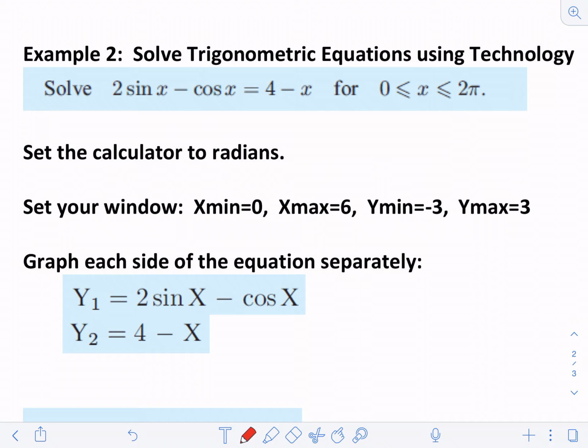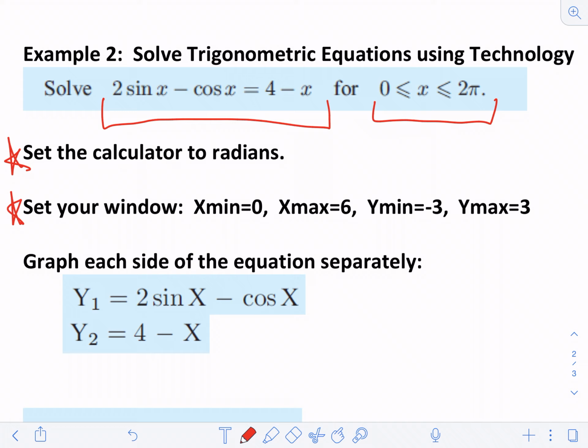So what do we do? We want to solve this equation: 2 sine x minus cosine x equals 4 minus x, and we want to solve that for the interval of x between 0 and 2 pi. So number 1, make sure your calculator is set to radians. And then number 2, go ahead and set your window. And if you remember to set your window on your TI-84, you press the window key. And here, go ahead and set your x min, x max, y min, and y max, as it says here. And if you want to hit pause, go ahead and do that on the video. And you can go ahead and set those.